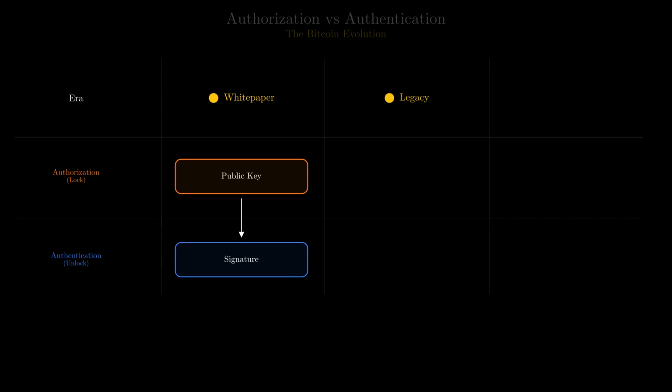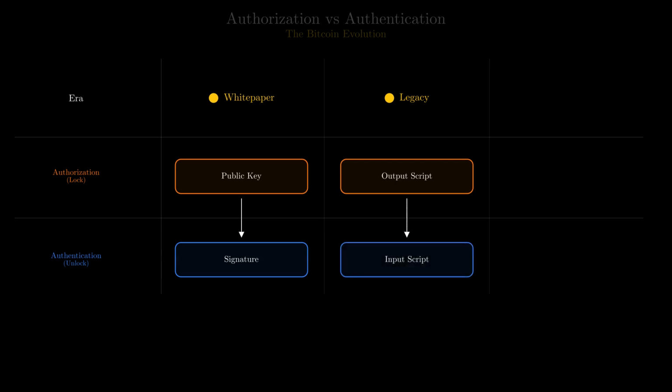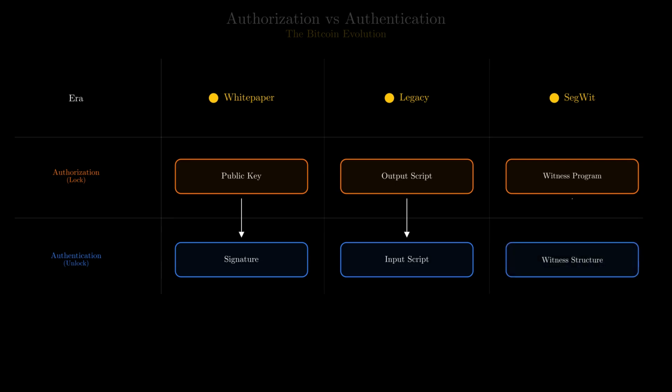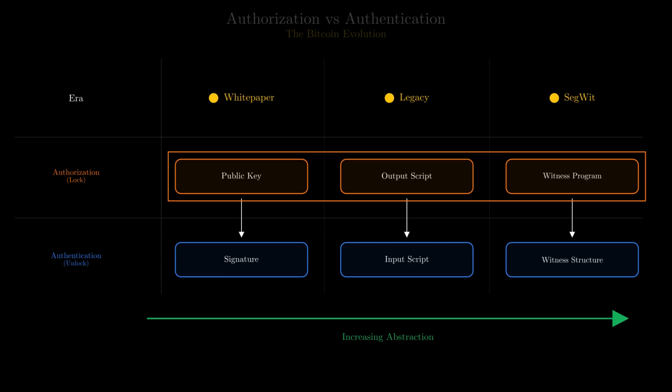In legacy Bitcoin, the system grew more abstract. An output script authorizes spending, encoding any condition, not just a public key check. An input script authenticates by providing whatever data satisfies that condition. With SegWit, abstraction increases again. A witness program authorizes spending, a compact commitment to the spending conditions. A witness structure authenticates by providing the full script and signature data.